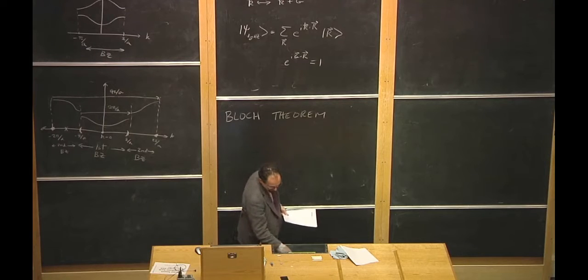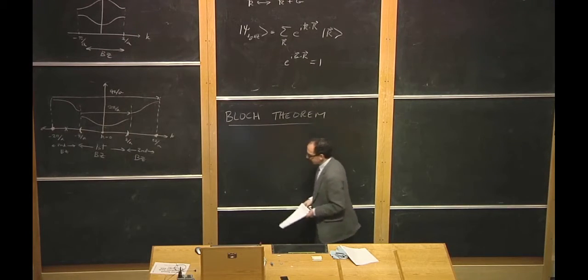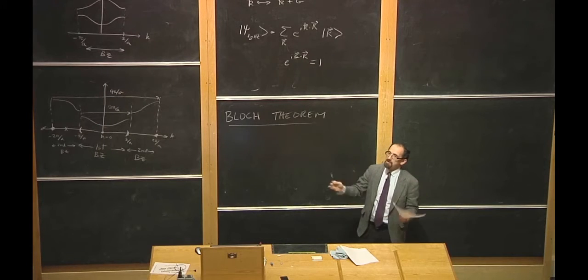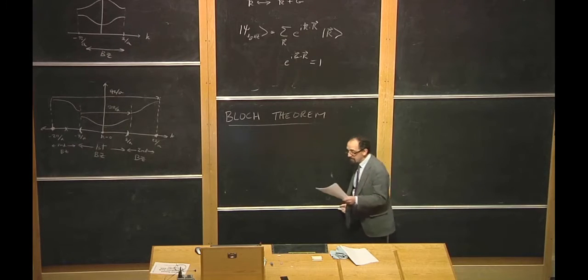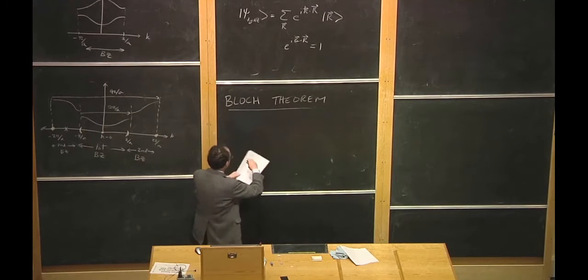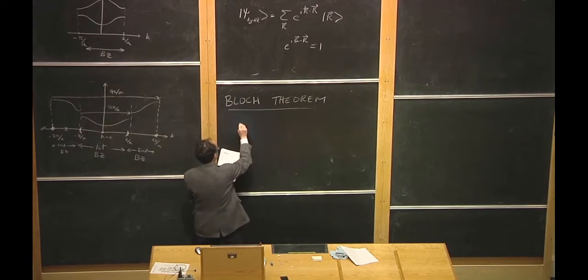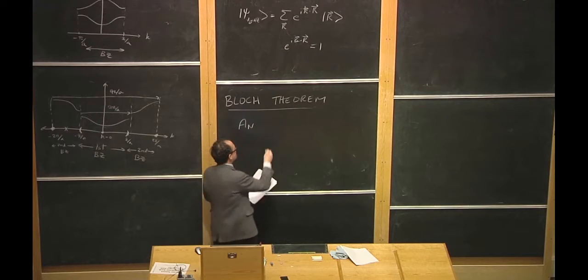Bloch's theorem is frequently referred to as the underpinning of all of material science. It's an underpinning of all of semiconductor physics. It's an extremely important principle, which may not seem so important until we talk about some of its implications. But let me state the theorem first, then we'll prove the theorem, then we'll talk about some of the implications.